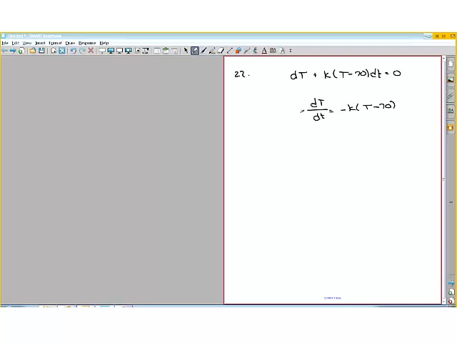Okay, so since this is already set up, what we're going to do is just do what we did here, except I'm not going to divide by dt.